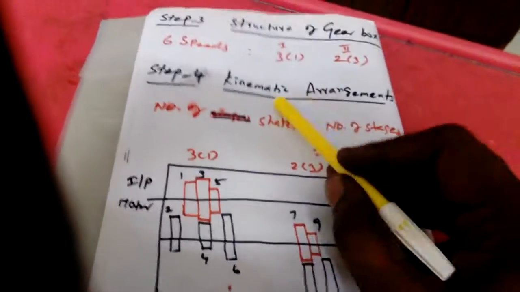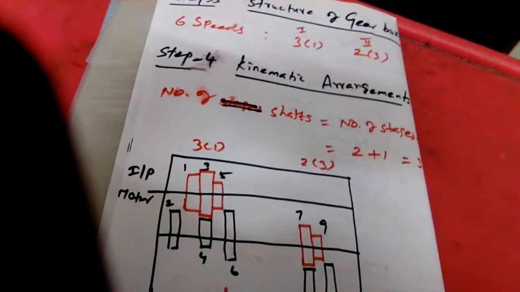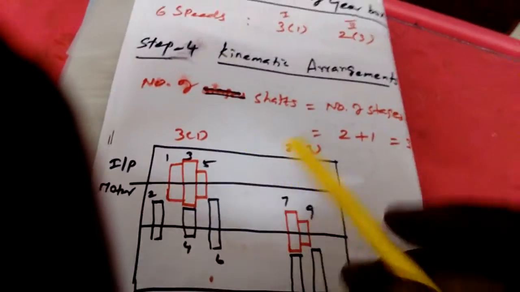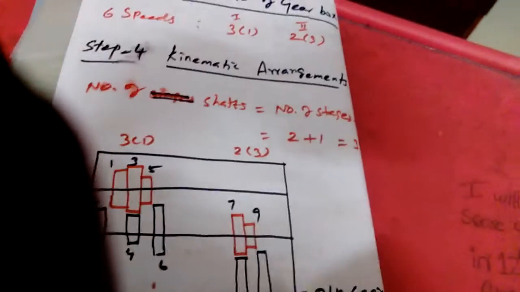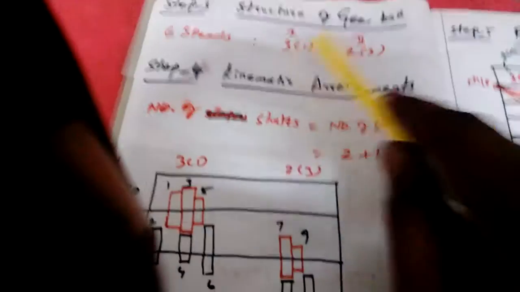Next, this is an important one: how to draw the kinematic arrangement. It is very important. Here we have to merge all the gears in a number of shafts. For that we need to know how many shafts we need. Number of shafts is equal to number of stages plus 1. Here the number of stages is 2, so 2 plus 1 is equal to 3. So we need to have 3 shafts.